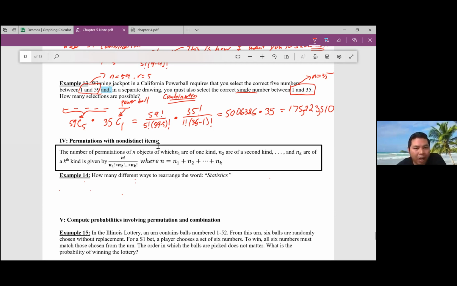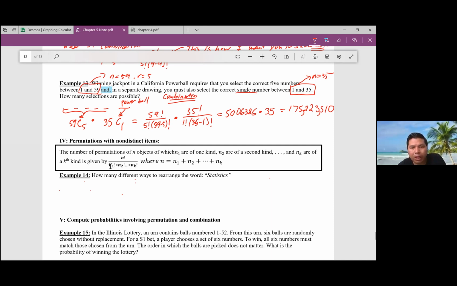Okay, so all right, that's one application that we would see. Next up, we look at permutations with non-distinct items. If the number of permutations of n objects, of which n1 are of one kind and n2 are of a second kind, and so on, then the total possible outcomes will equal n factorial divided by n1 factorial times n2 factorial times n3 factorial.